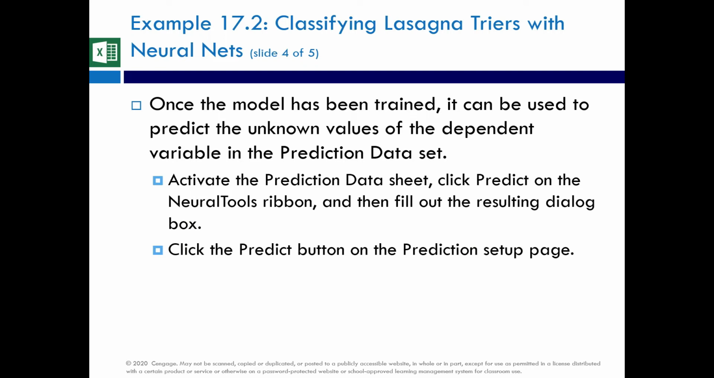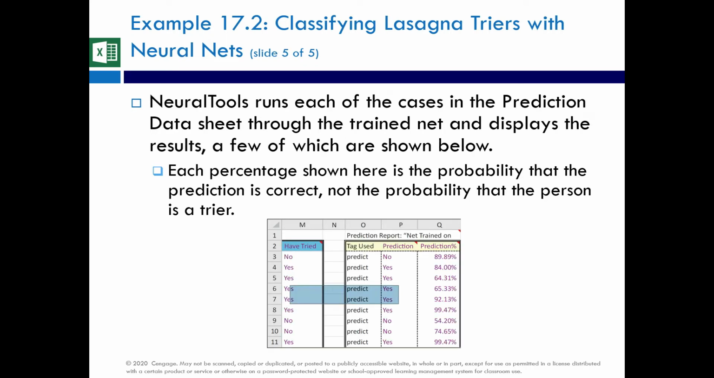Once the model has been trained, it can be used to predict the unknown values of the dependent variable in the prediction data. Activate the prediction data, click Predict on the NeuralTools ribbon, and then fill out the resulting dialog. Click the Predict button. NeuralTools runs each case in the prediction data sheet through the trained net and displays the results. Each percentage shown here is the probability of the prediction.